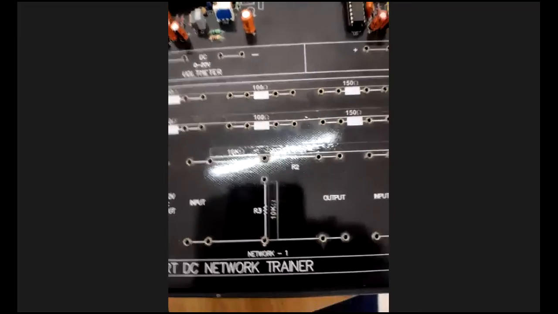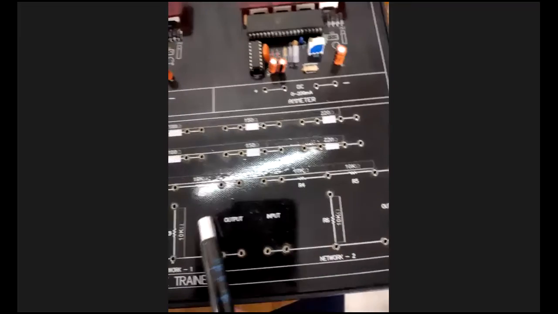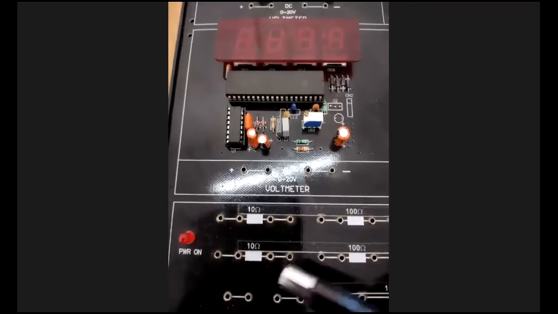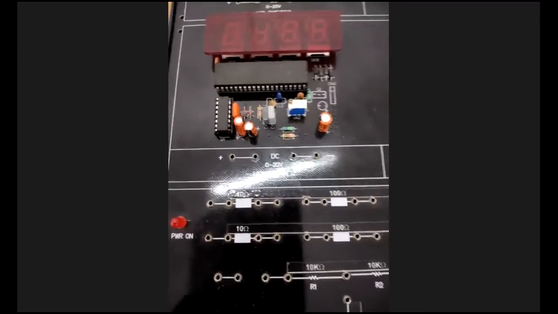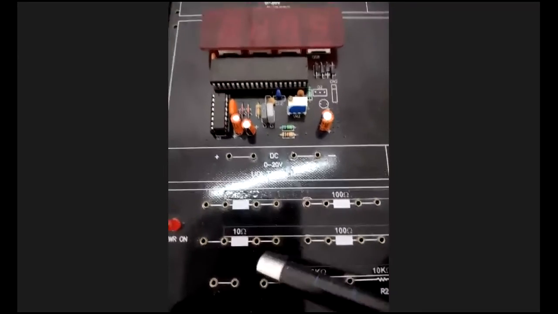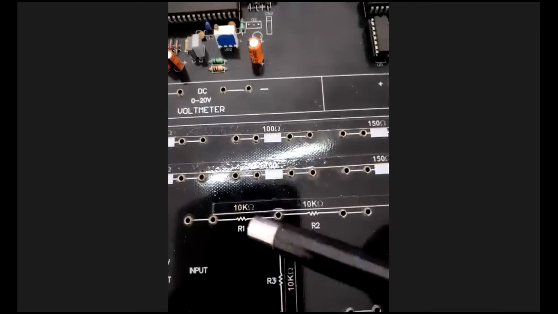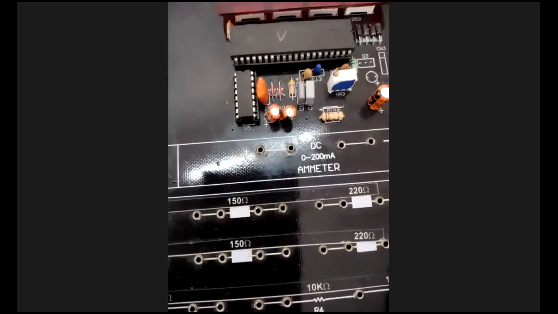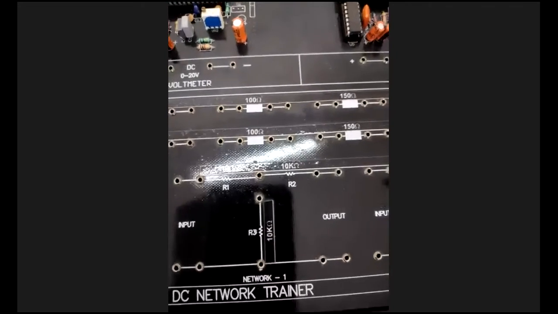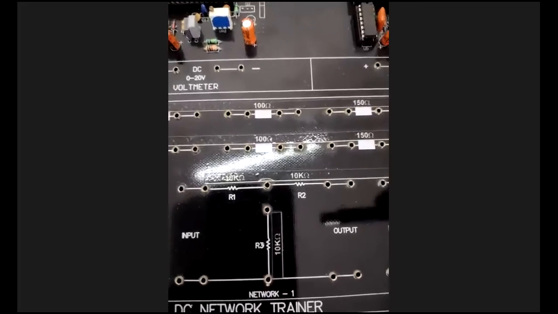In the kit also there are two circuits. You can connect two circuits together, no problem. Also, from the lab, you can easily change the resistance according to your need. That's why many resistances are there. Not only 10 kilo ohm, you can replace it with 10 ohm, 100 ohm, 150 ohm, 220 ohm. So according to your need, you can vary and experiment with this.